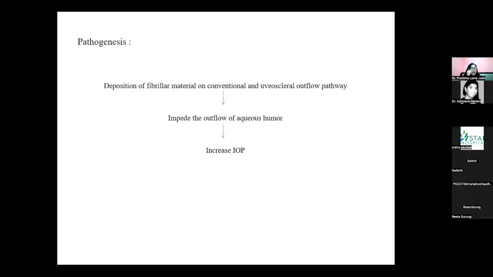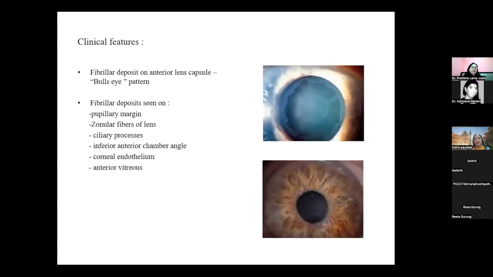Pathogenesis. In pseudoexfoliation, there is deposition of fibrillar material that blocks the conventional and uveoscleral outflow pathway, and that will slow down or impede the outflow of aqueous humor, which will ultimately cause raised intraocular pressure and glaucoma. Clinical features we can see, like in this picture, a bullseye pattern, which is the typical sign that can be seen in the pseudoexfoliation syndrome.